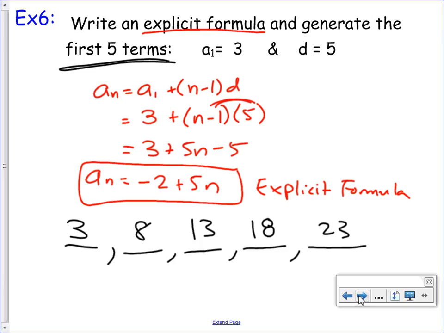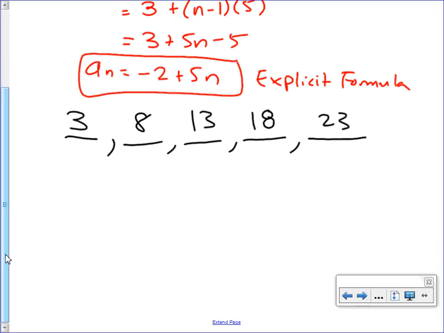So let me prove to you that that explicit formula actually works. Pick a number 1 through 5. 4. I like it. So this is A4. A4 would have to be negative 2 plus 5 times 4. 5 times 4 is 20. So negative 2 plus 20 is 18. So that formula solves for any number in the list. It's the 4th number. n means the position of that number.